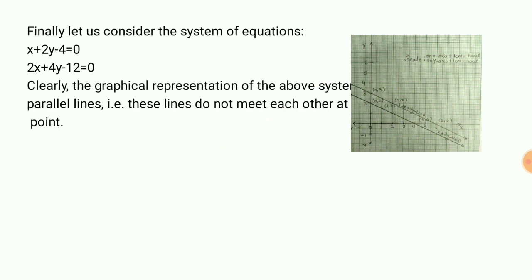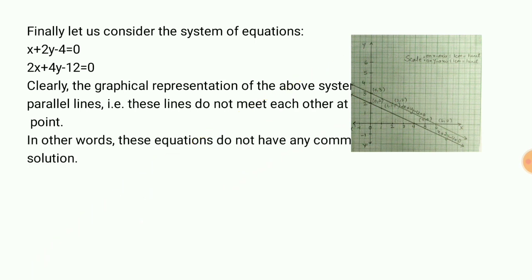Parallel lines means what? That there is no common solution. The lines do not meet each other at any point. So we can say that there is no solution. These equations have no common solution and this represents a system with no solution.